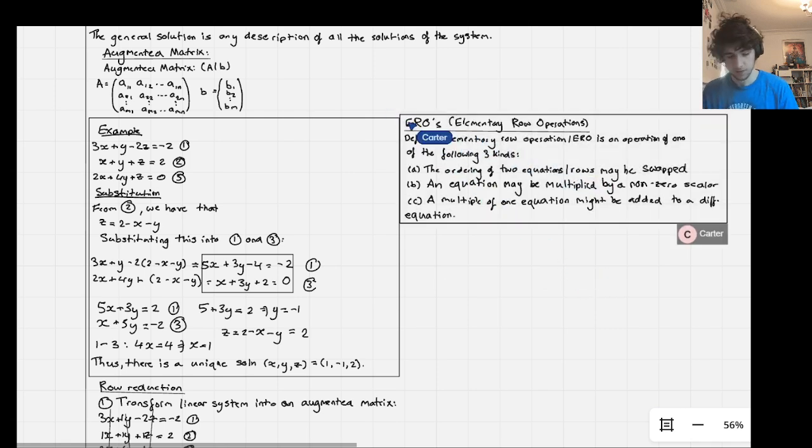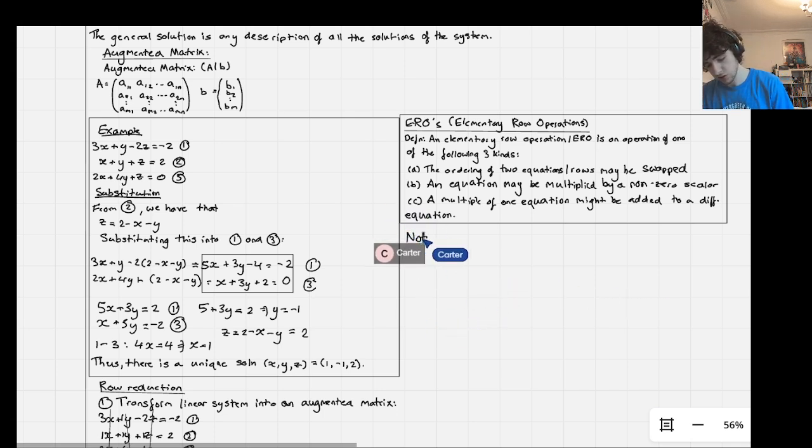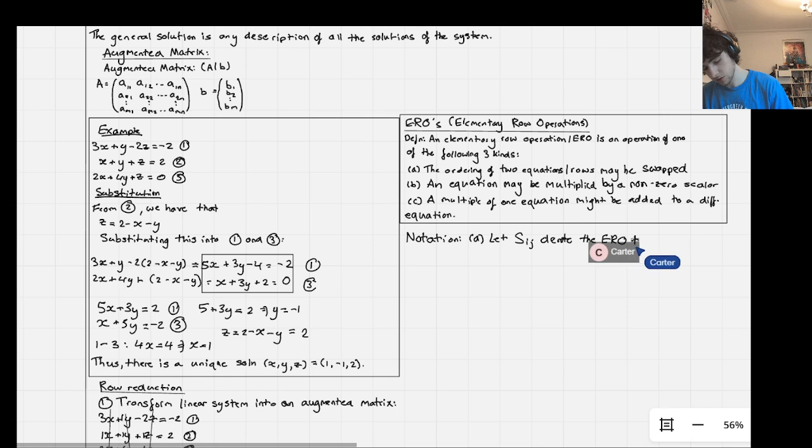So that's EROs. I guess we could also introduce some notation as to how we're going to work with EROs in the remainder of our time dealing with linear systems. So we say let Sij denote the ERO that swaps rows i and j.